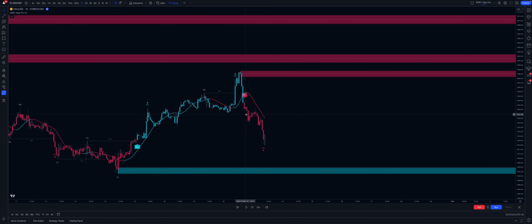So you can see price broke through that demand zone and has already hit the first take profit from the sell trade here.